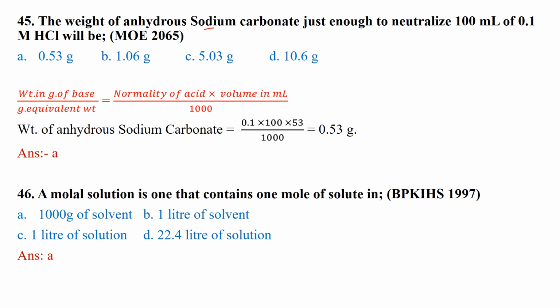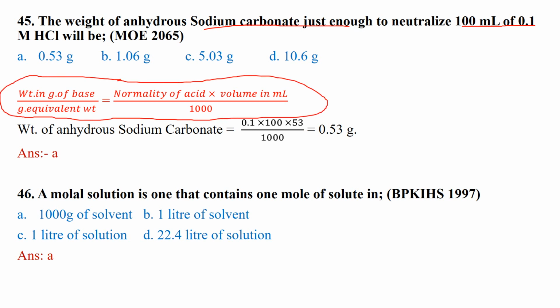The weight of anhydrous sodium carbonate just enough to neutralize 100 ml of 0.1 M HCl will be, just use this formula, right? Very simple question. Weight in gram of base over gram equivalent weight equals normality of acid times volume in ml by thousand. We have to calculate the weight in gram of base by using this formula.